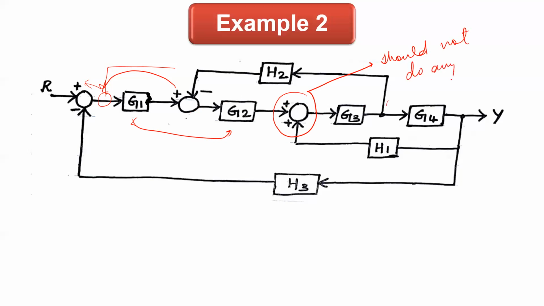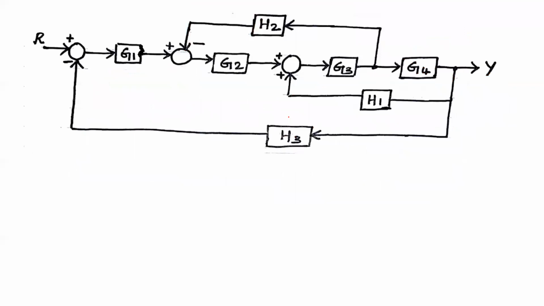We should not do anything with this initially. So we can shift this to this part. That would make these two in cascade to one another, and this would be the feedback loop. So let us see. We will shift this one to this part.